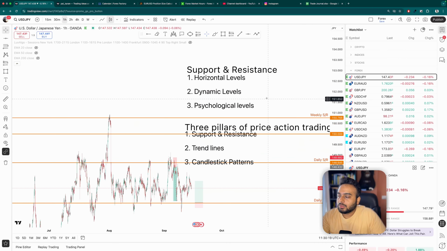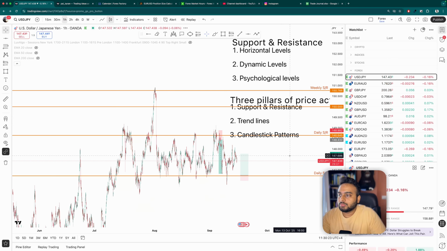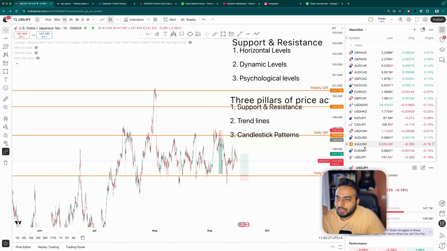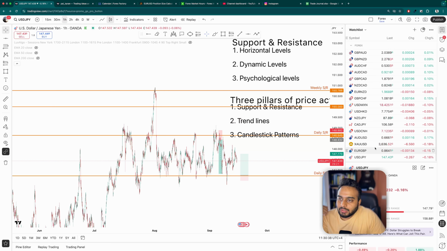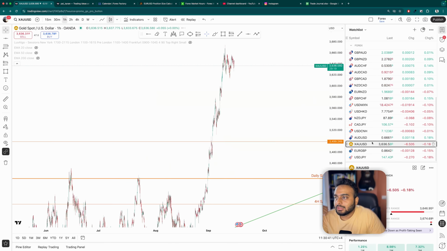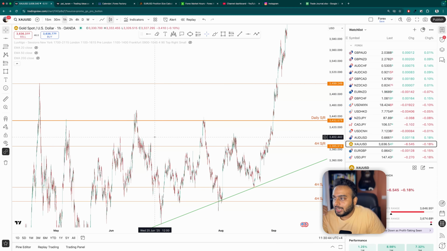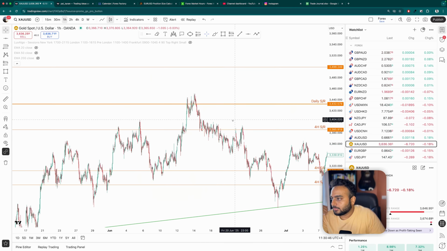We talked about trend lines now. So it's candlestick patterns. So maybe let's see how EUR/USD is looking. I don't see EUR/USD. Okay, let's see how XAU/USD is looking. How many candlestick patterns we can catch on this chart.